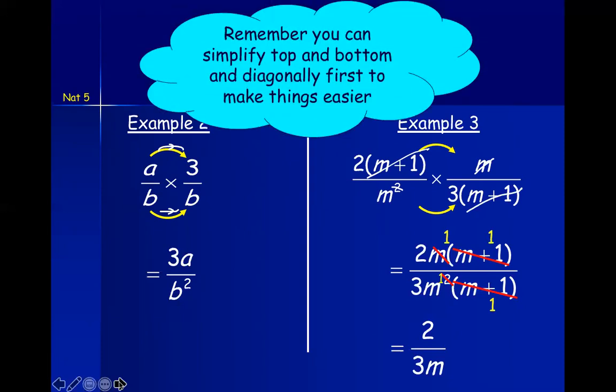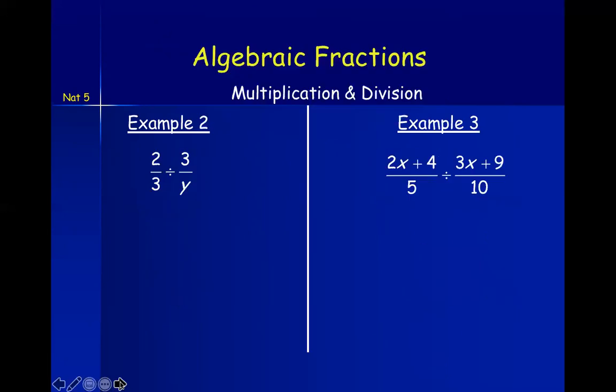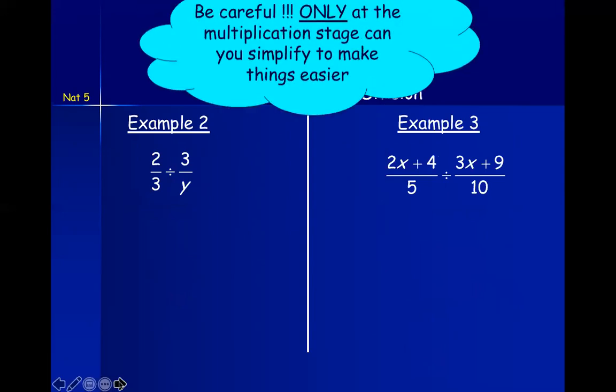Remember, this is the same thing. If you can simplify beforehand, it makes it easier. So let's do a couple of divisions as well. I should have called them example 3, example 4, or 2 and 3, 4 and 5. So this time we're going to change the divide. That becomes a times.